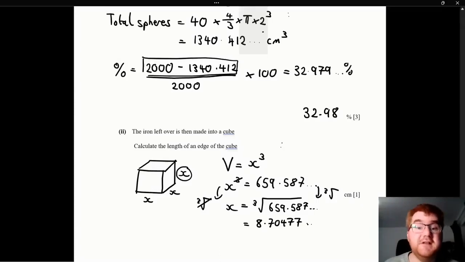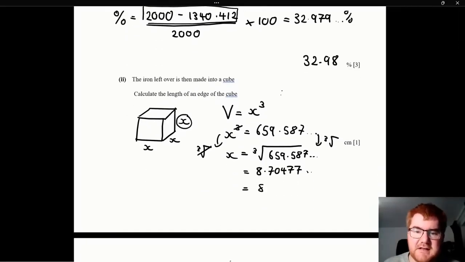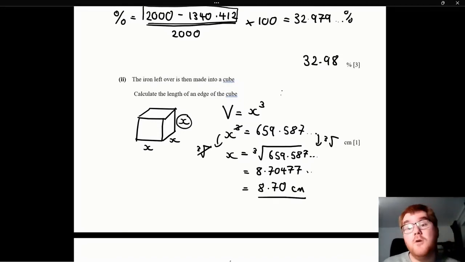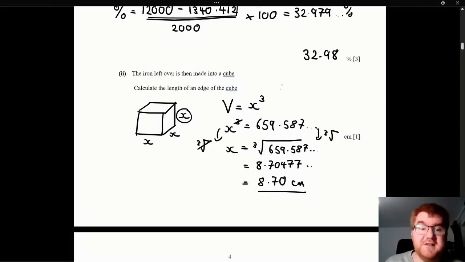And again, we always do this to 2 decimal places, so it's going to be 8.70 centimeters for the 1 mark. Seems like quite a lot of work actually for a 1 mark here, but that's absolutely fine. If you had this in your calculator stored already, just find the cube root and boom, you've got your answer.